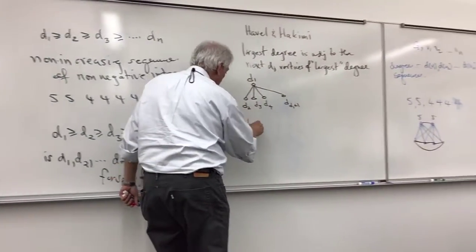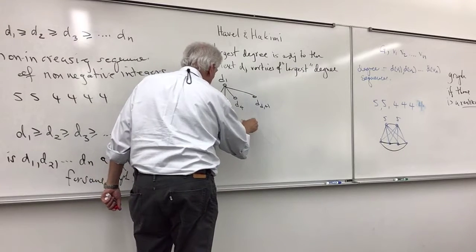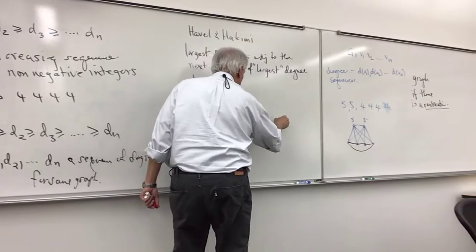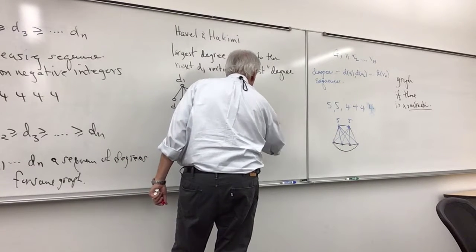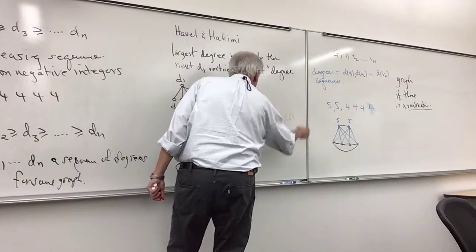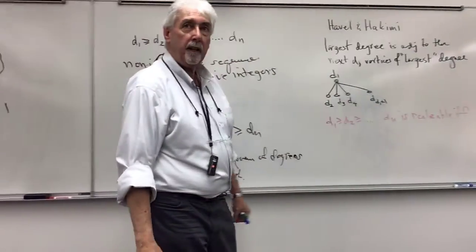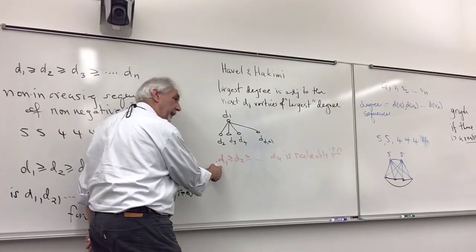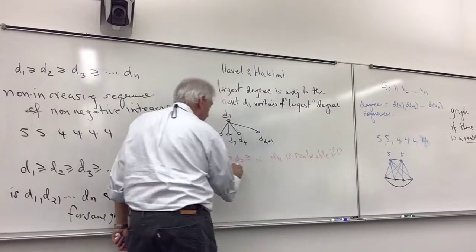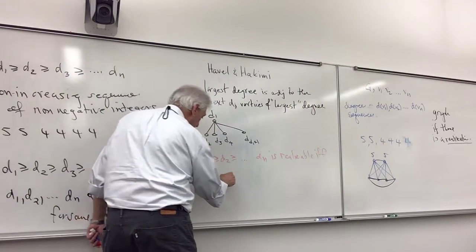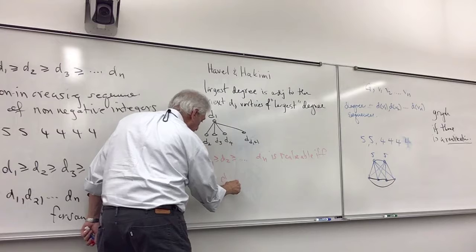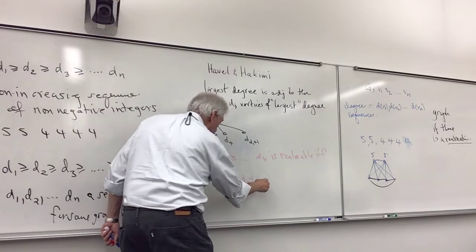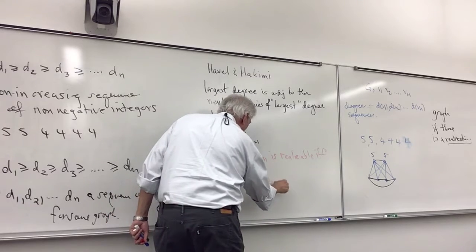So D1 ≥ D2 ≥ ... ≥ Dn is realizable if and only if, now watch carefully, this is the vertex of largest degree. So I'm now going to reduce the next D1 vertices by 1. So if and only if D2 minus 1, D3 minus 1, ..., D sub D1 plus 1 minus 1.